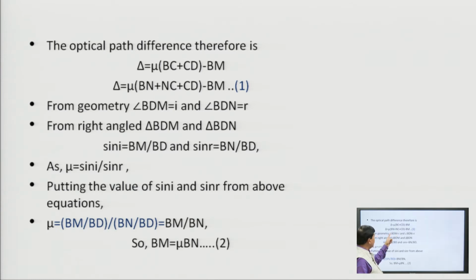Due to the normal, BC is divided into two parts, that is BN plus NC. So, our path difference will become mu times (BN plus NC plus CD) minus BM.